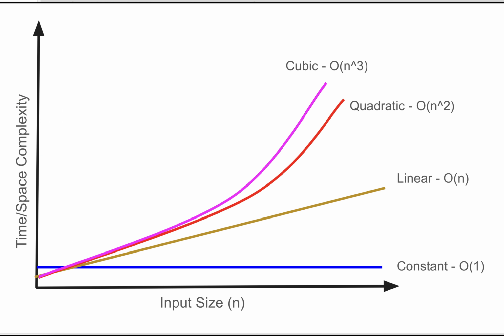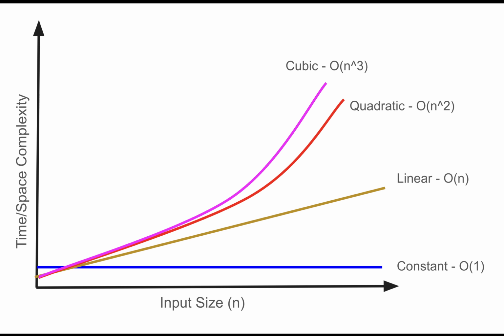So this is the complexity graph. Note that O of n raised to 2 is better than O of n raised to 3. O of n is better than O of n raised to 2. And O of 1, which is constant, is always better than O of n. So while optimizing code, the goal is to minimize complexity.